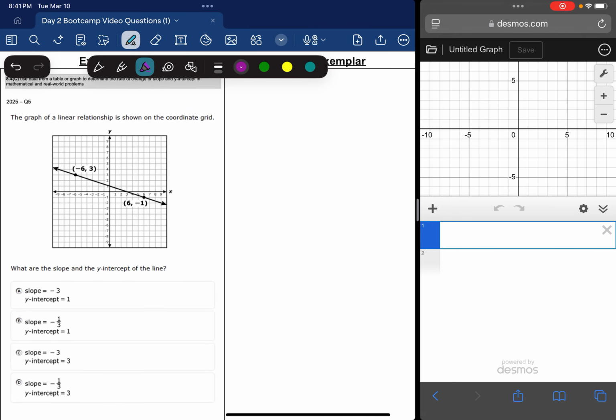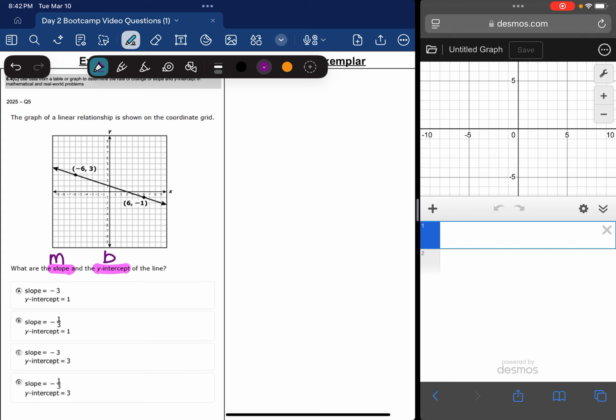Okay, the graph of a linear relationship is shown on the coordinate grid. What are the slope and y-intercept of the line? Meaning, we're looking for m and b. So in order to do this, we need to have 2 points, which they already give us. So we're going to go ahead and put those in a table.